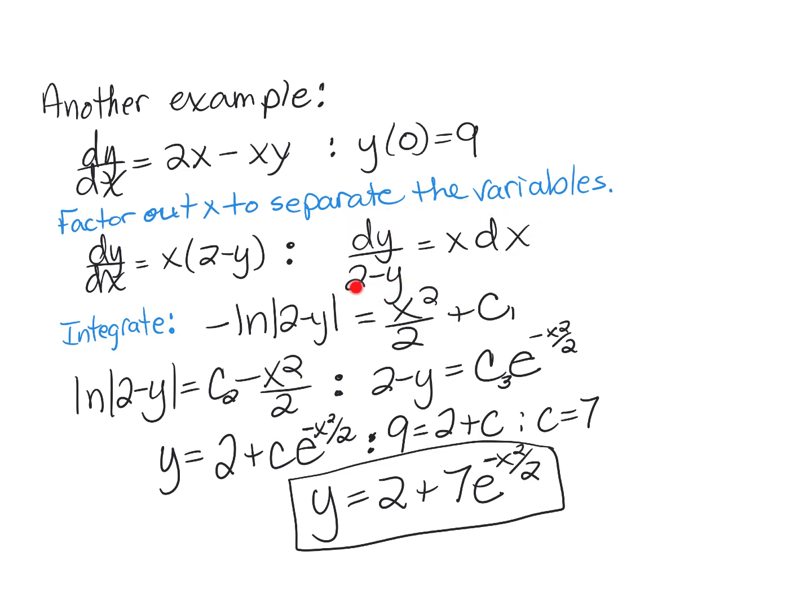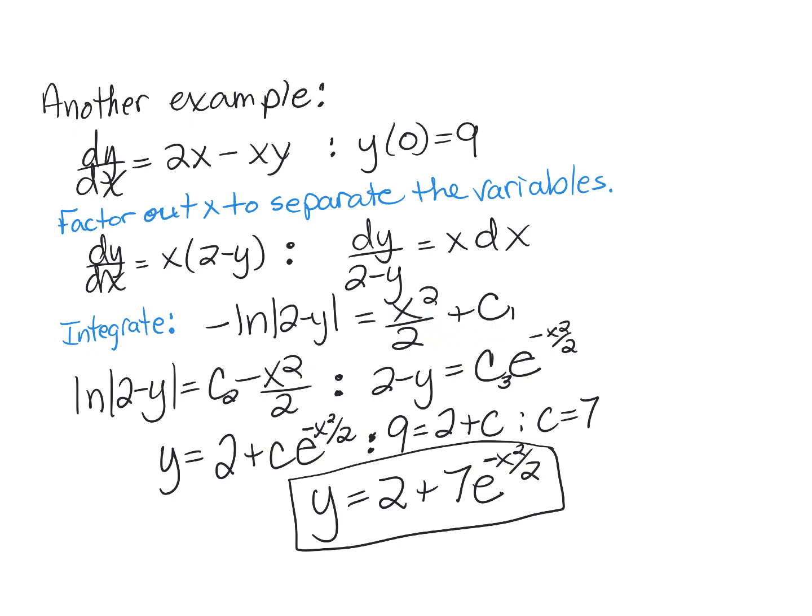I'm going to integrate each side by itself and be very careful with your signs and your constants. So the left-hand side, the derivative of the bottom would be negative dy. So when I integrate this side, I have a negative ln of the denominator. Integrating the right-hand side, I get just a power rule integral of x squared over 2 plus some constant that I don't know.